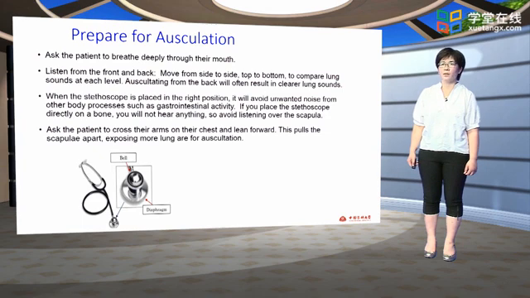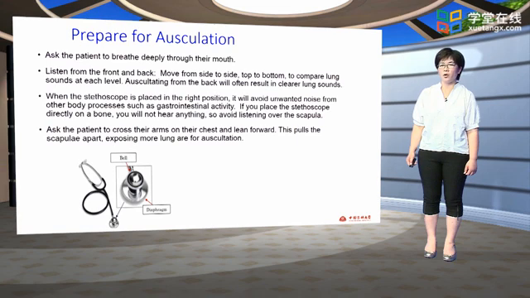So how do we prepare for auscultation? If you are in a clinic or a respiratory ward and you want to do auscultation, first you need to ask the patient to breathe deeply through their mouth, and the doctor needs to listen from the front to the back. Normally, the patient is in a sitting position and you move from left to right, side by side, and from the top to the bottom, so we can compare lung sounds at each level. Auscultating from the back will often result in clearer lung sounds.